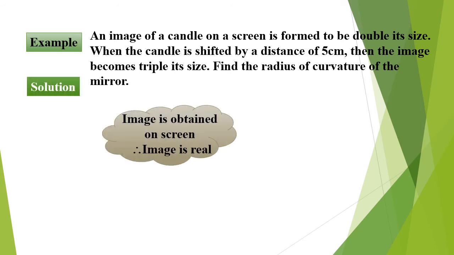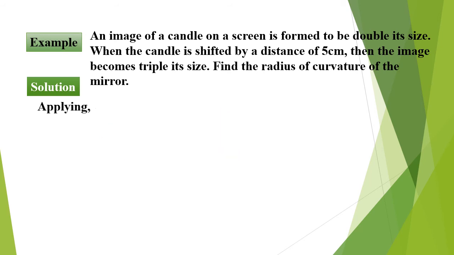So image formed is real on the screen, therefore image is real only. The image which is real, that only can be taken on the screen. So applying the magnification formula, which is relating f and u as f divided by f minus u for the mirror, where magnification is minus 2. Why is it minus? Because real image is formed and magnification they given is doubled, therefore it is minus 2. Minus 2 is equal to f divided by f minus u.